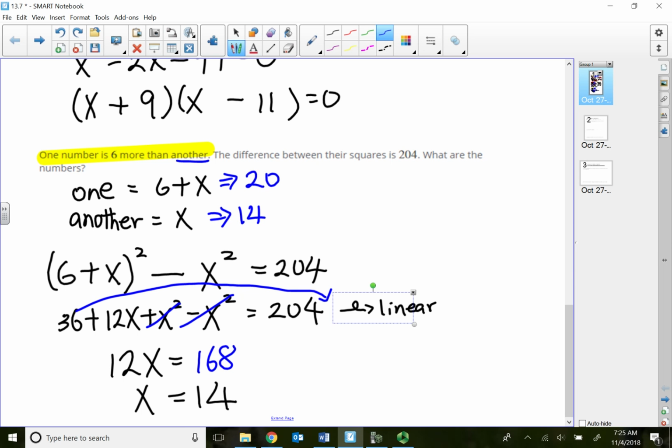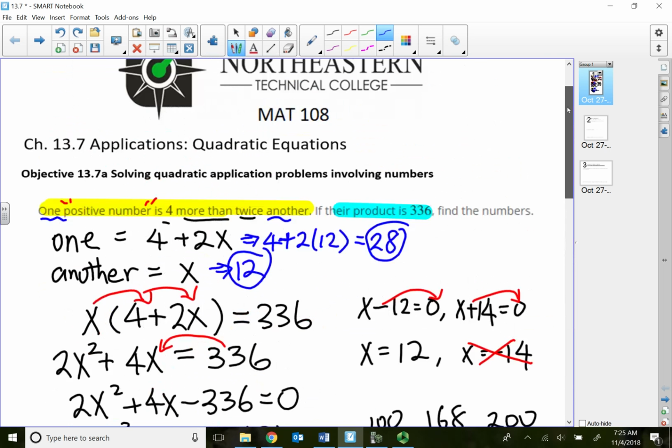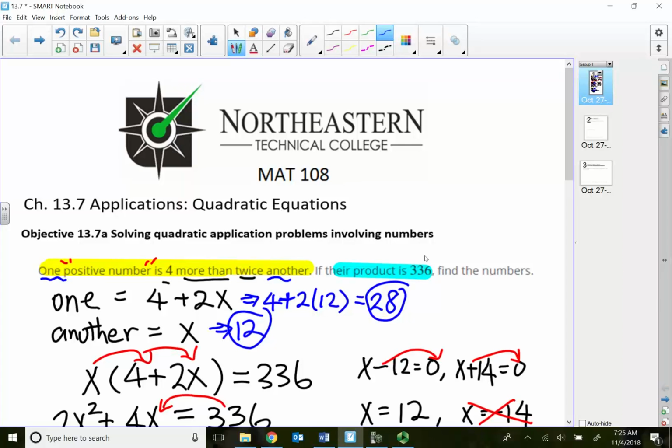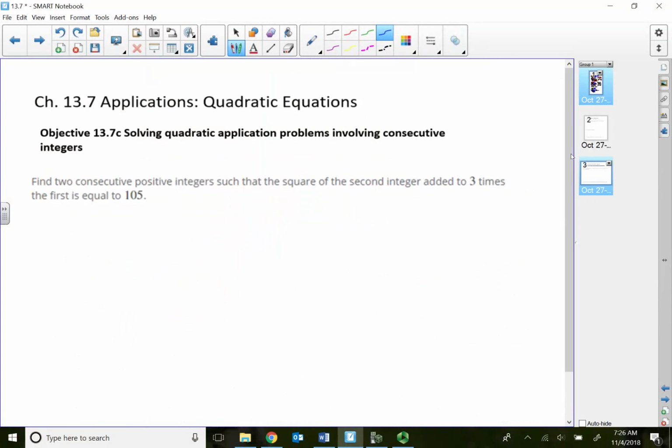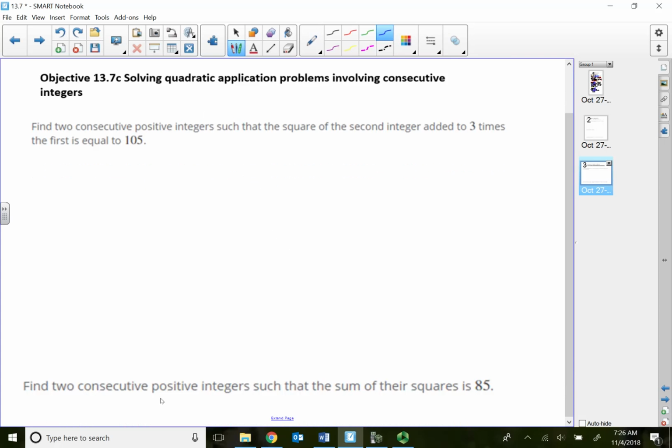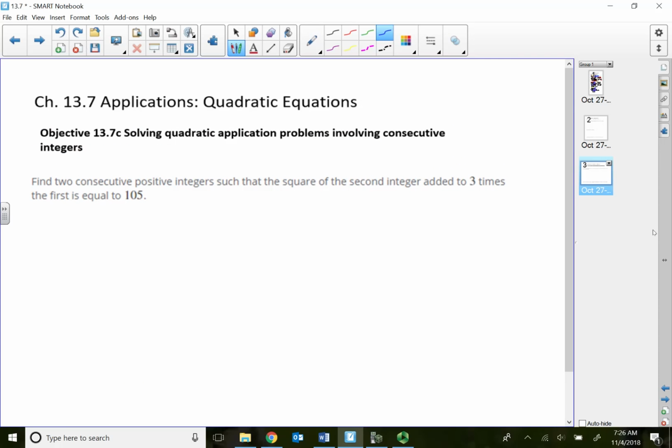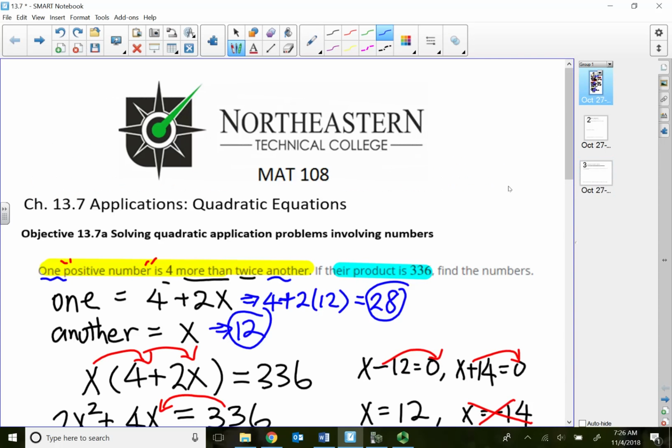All right. So in this lecture video, we take a look at quadratic application problems of quadratic equation involving with numbers. So the next video, we're going to do a little bit of geometry application problem involving with quadratic equations, and we're going to do some consecutive integer as the last video of 13.7. All right, that will conclude this lecture video.